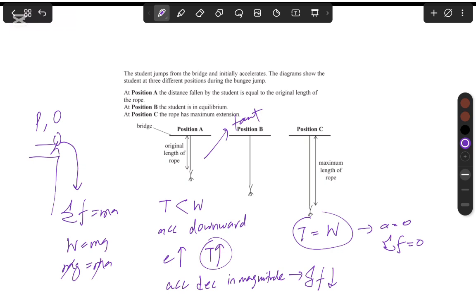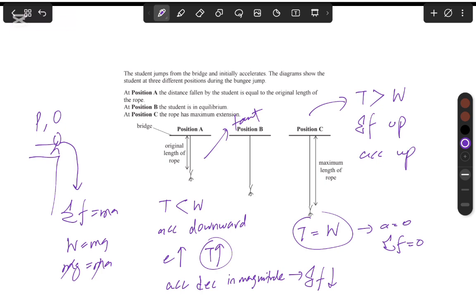And then from position B to position C, the tension is now going to be greater than the weight because the rope will further extend, and the resultant force is now going to be upwards, and the acceleration will also now be upwards. Alright, so I hope that's clear. That's all you've got to talk about: the resultant force, the acceleration, the forces. So I hope that's clear.